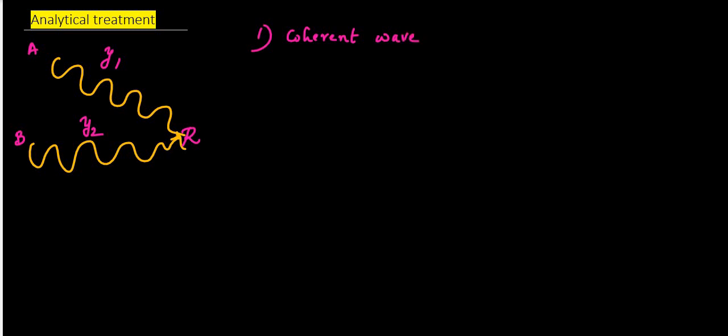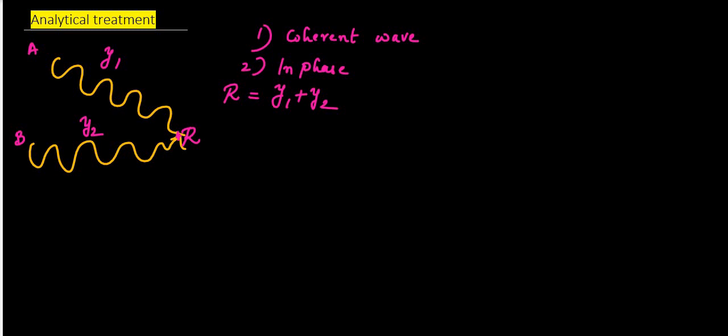What is coherence? We already studied that. Two waves having the same amplitude and the same frequency, and maintaining a constant phase difference between each other, are known as coherent waves. Suppose we have sources A and B producing coherent waves. From A it is represented as y1, from B as y2, and they produce a resultant displacement at this point R. Assuming both are in phase, the resultant displacement will be y1 plus y2.